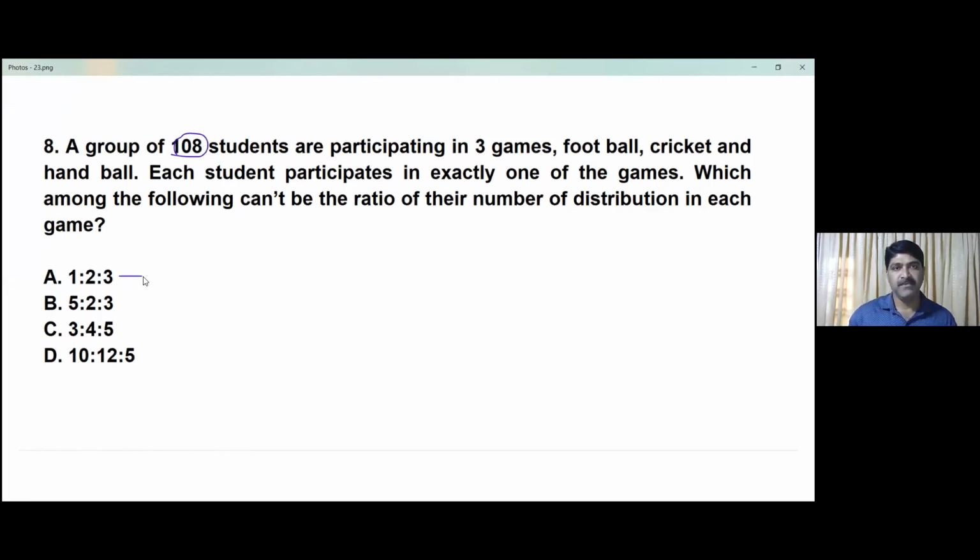Suppose we just consider if the ratio is 1:2:3. What you have to consider, the number of students playing football is 1x. The number of students playing cricket is 2x. And the students playing the third game, 3x. All these values together, what we will get? This is equal to 6x. So that means 108. We are checking whether this 108 is a multiple of 6. That I already mentioned. This is the case of the number of students. Therefore, x should be an integer. Clear? x should be an integer.